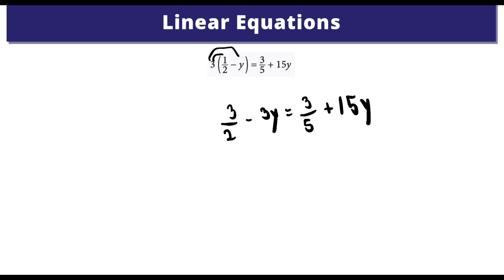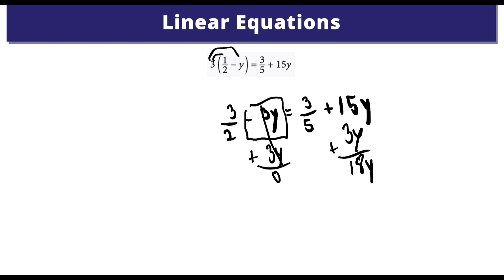Okay. So, a very good thing to do is that you want to move some stuff to one side and other stuff to the other. So I'm going to move the y's over to this side, and I'm going to move the numerical values over to this side. If we want to take away this negative 3y, let's add 3y on both sides. Right? Because now we could cancel this out. This equals 0, and this equals 18y. So we have 18y plus 3/5 equals 3 over 2.